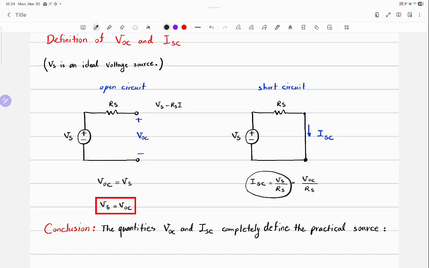No. Okay, let's do this. Let's get to the bottom of this. But VOC is not Vs, let's resolve that issue with the current, right? Okay, I have a black box.